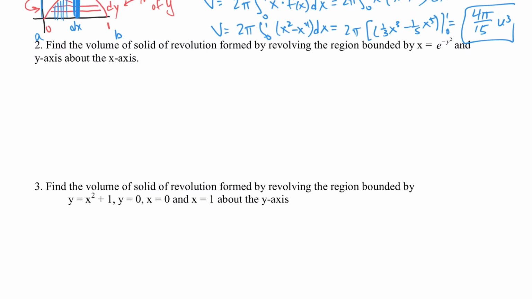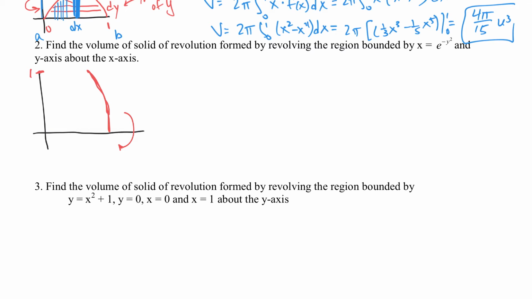All right, taking a look at the next one right here. Find the volume of the solid of revolution formed by revolving the region bounded by x equals e to the negative y squared and the y-axis about the x-axis. So again, let's go ahead and graph this. And when I do, I will end up with a curve that's kind of like right here, and I'm going up to 1 right here. And I'm taking this and revolving it about the x-axis in this direction.